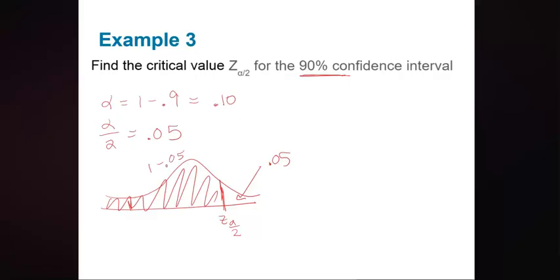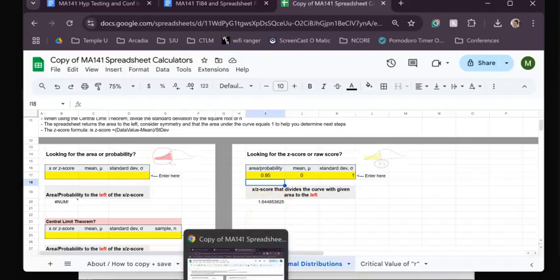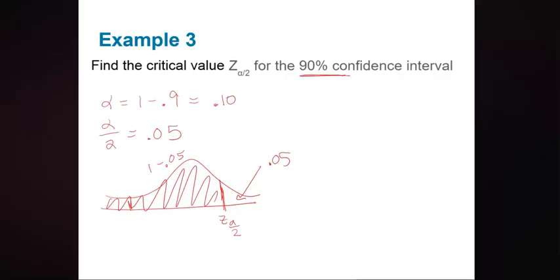So all of this area is 1 minus 0.05. And we can get our z-score if we just come right on back to this table. We know that it's 1 minus 0.05. So we get 1.6448. So we're going to call that 1.645.